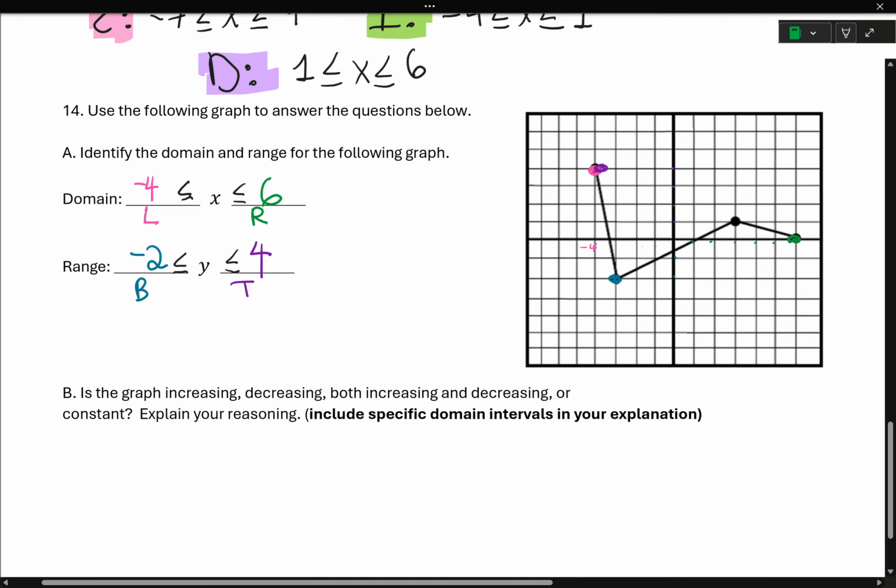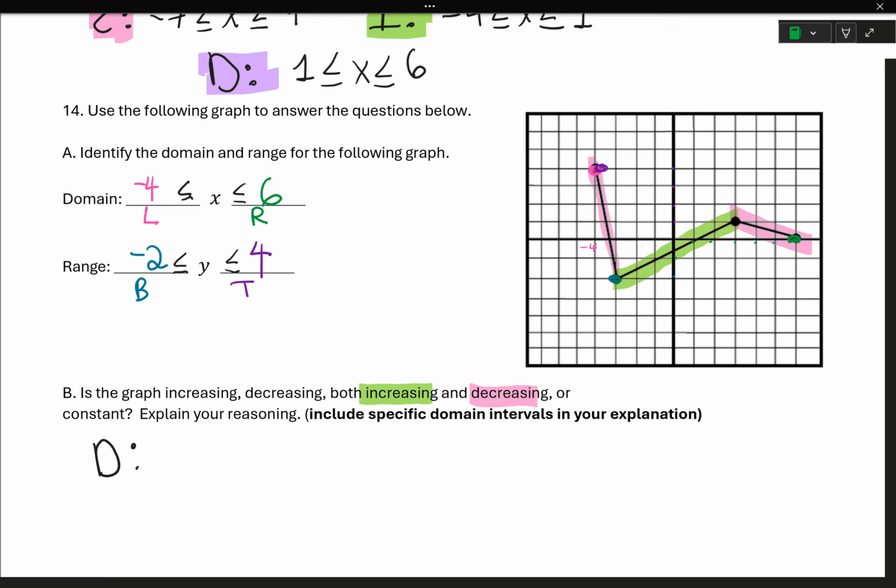All right, left to right. As I start on the left and go to the right, it looks like first I'm decreasing. Then I begin increasing. And then I'm decreasing again. So there's no constant intervals. Oh well, let's write them down.